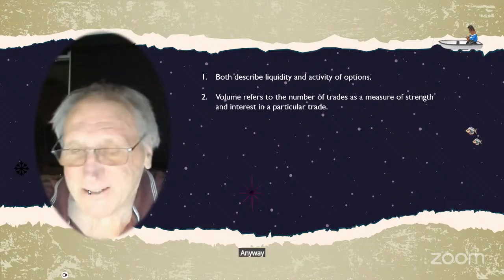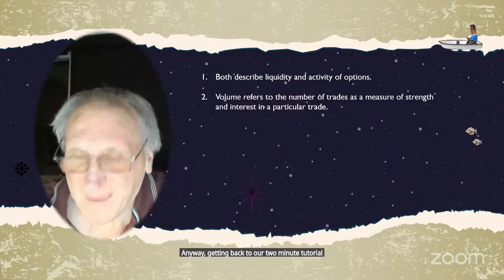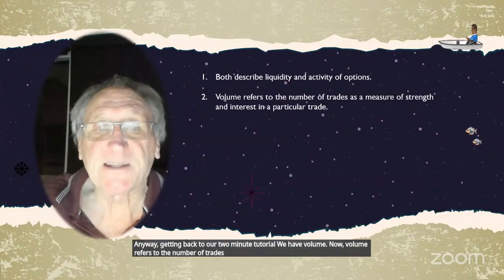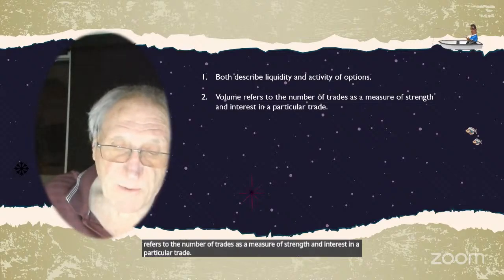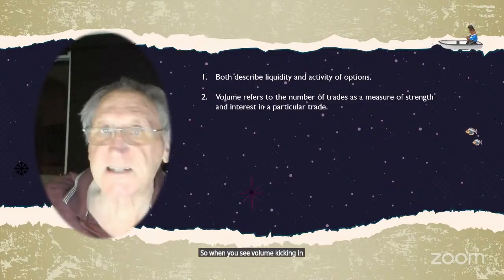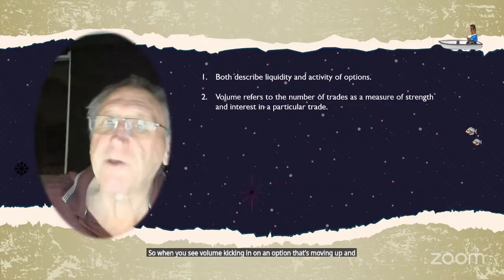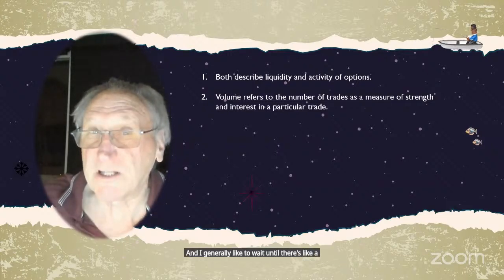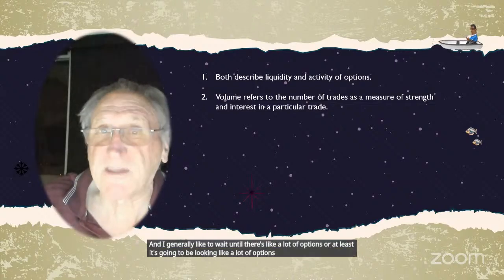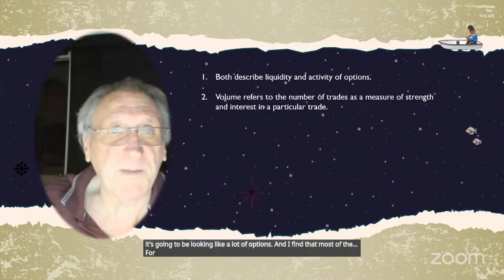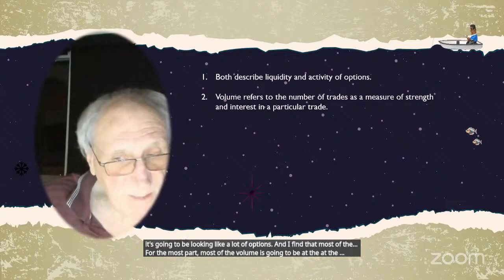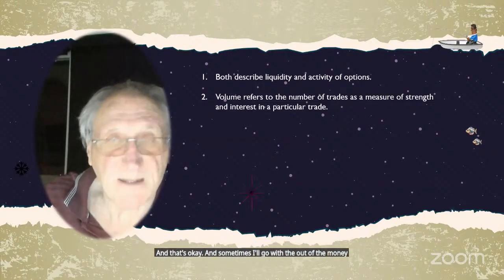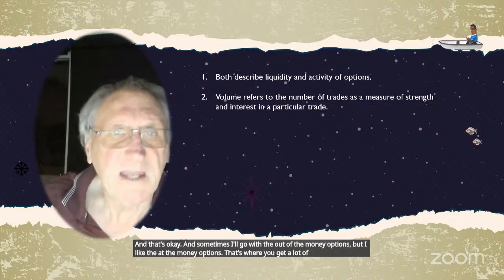Anyway, getting back to our 2-minute tutorial. We have volume. Volume refers to the number of trades as a measure of strength and interest in a particular trade. So when you see volume kicking in on an option that's moving up, I like to trade something with high volume, and I generally like to wait until there's a lot of options. I find that for the most part, most of the volume is going to be at the money options. Sometimes a little bit out of the money, and that's okay. Sometimes I'll go with the out of the money options, but I like the at the money options. That's where you get a lot of heavy trading.